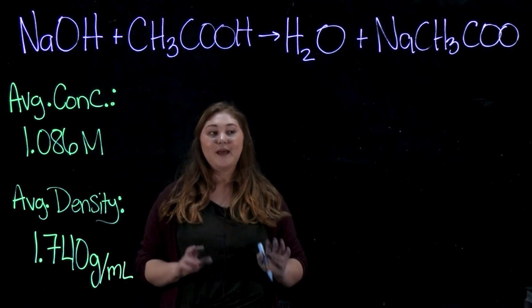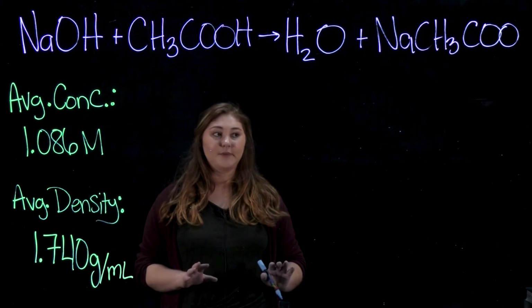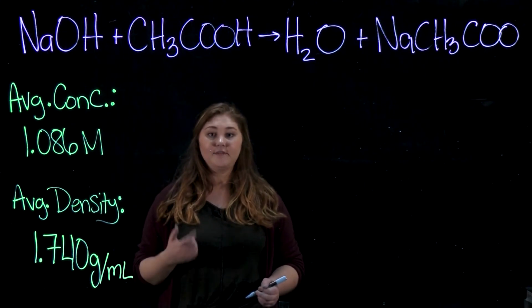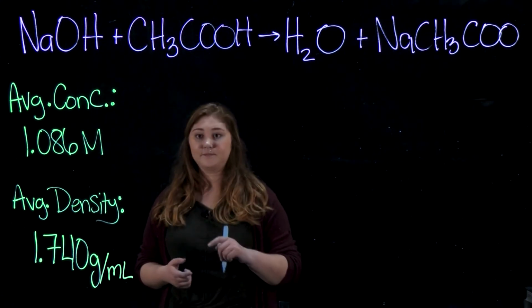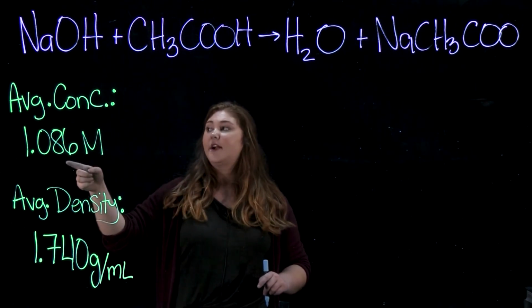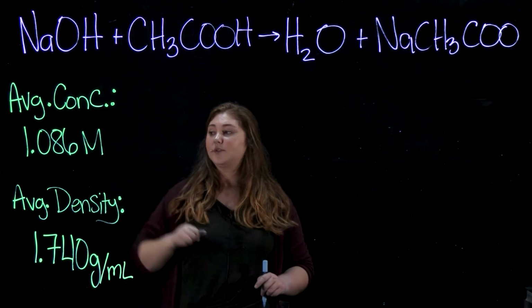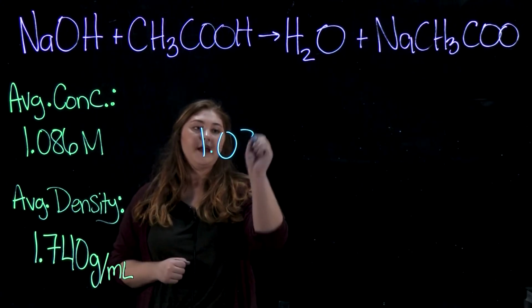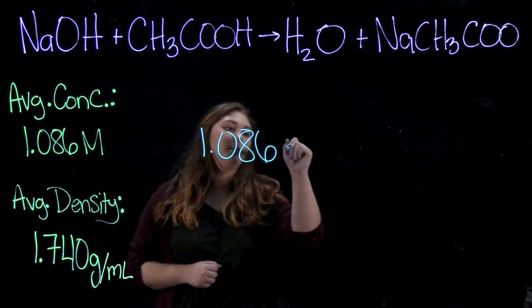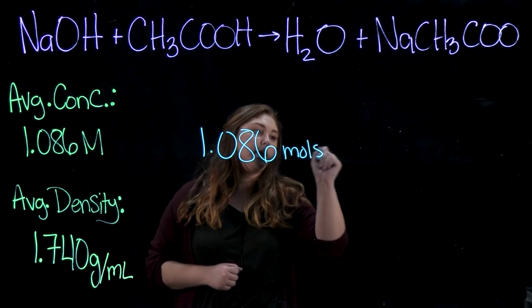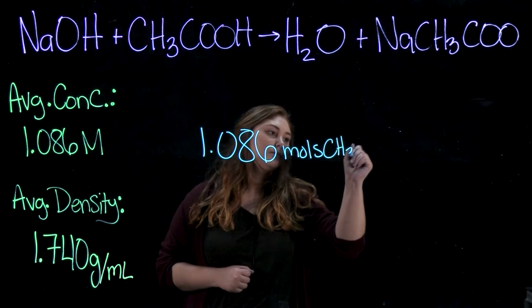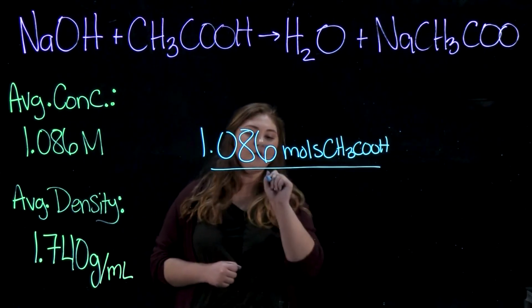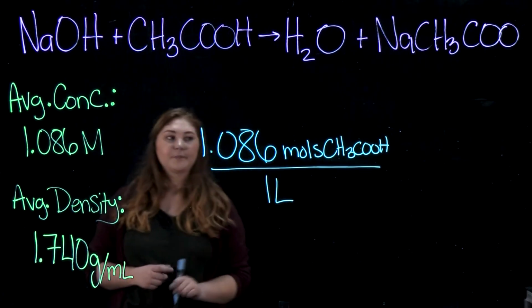Now we need to find the mass of acetic acid in our vinegar sample. To do this, you'll take your average concentration of acetic acid that you found previously. For us, we're going to say that our average concentration was 1.06 molar. So I would have 1.086 moles of acetic acid for every 1 liter of solution.